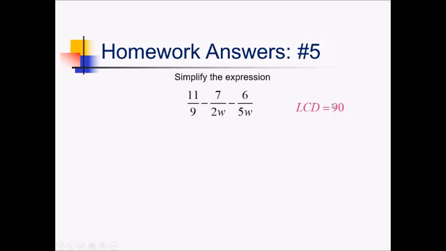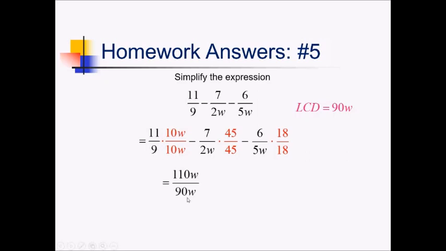So our LCD has a 90 in it, and also we're going to need a W to cover these two W's here. So now I'm going to multiply each fraction by whatever it needs to get 90W. For my first fraction, to turn 9 into 90W, I need to multiply it by 10W over itself. And again, I'm just multiplying by 1 here, so not really changing the value, just making it look a little different. My next fraction, I need to multiply this by 45 over 45 to get 90W. And for my last fraction, to get 5 to be a 90, we have to multiply that by 18 over itself.